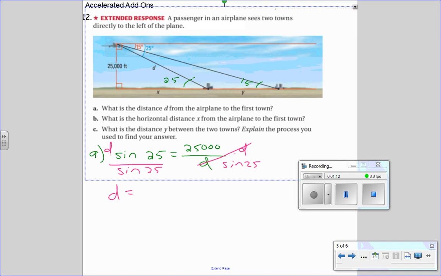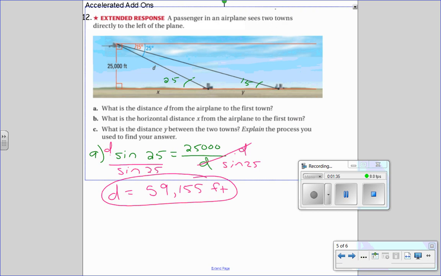So the distance is 25,000 divided by sine 25. These answers are all pretty big. 59,155. I'll probably just round it to the nearest foot because it's already a ridiculously long number. So are we doing good so far?